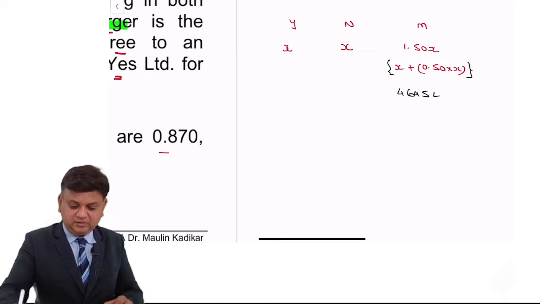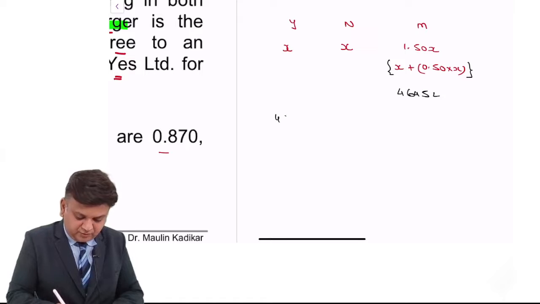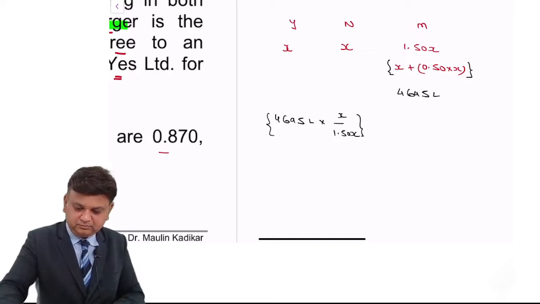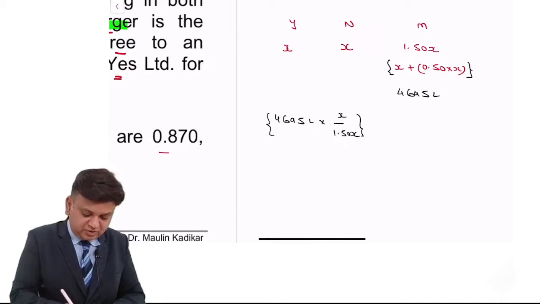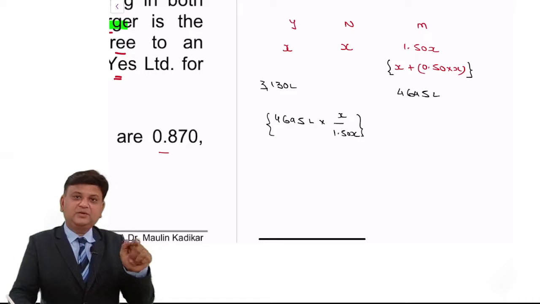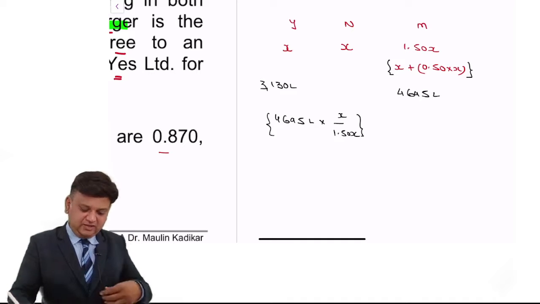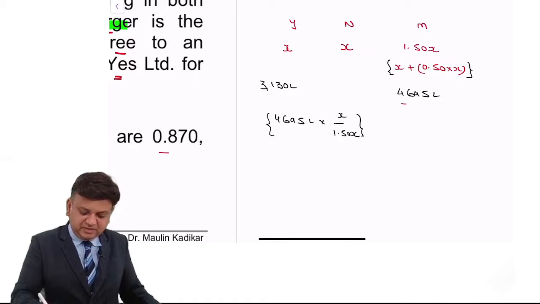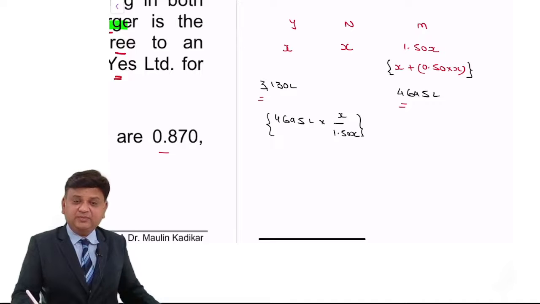So use a calculator. 4695 lakhs into X divided by 1.5X. So what will happen? Into 2 by 3. That comes to 3130 lakhs. That is the value attributable to Yes Limited in the merged entity. We understand that this is the value of the merged entity, and out of that this is the value attributable to Yes Limited in the merged entity.